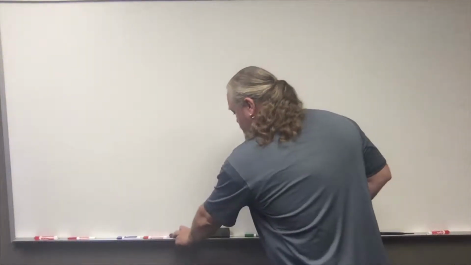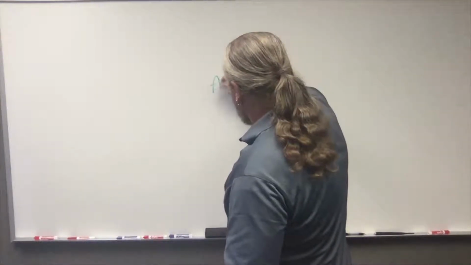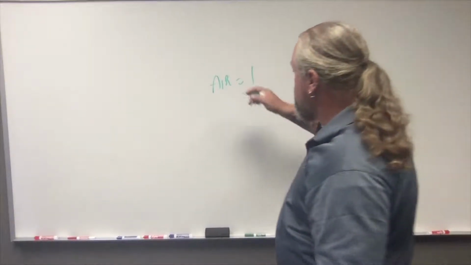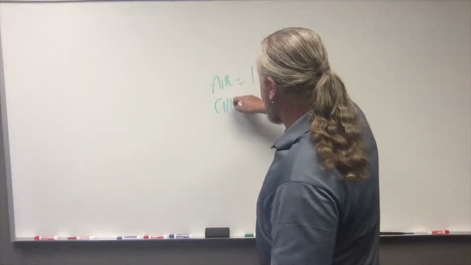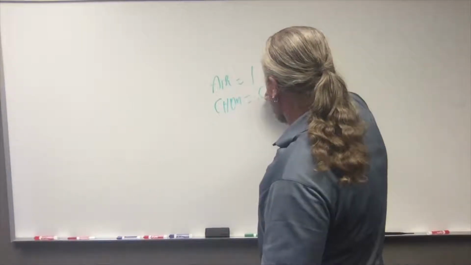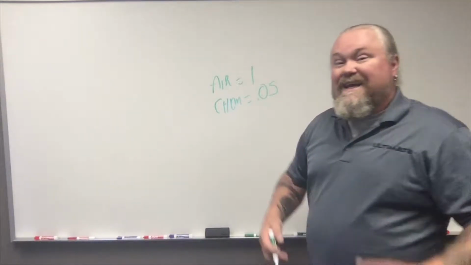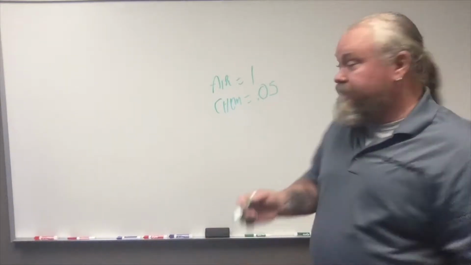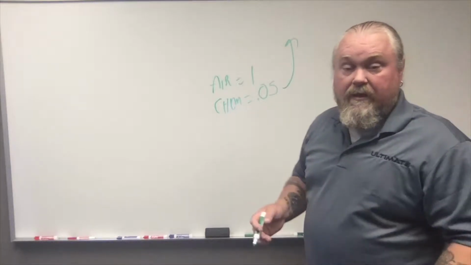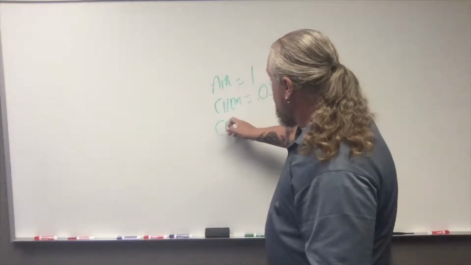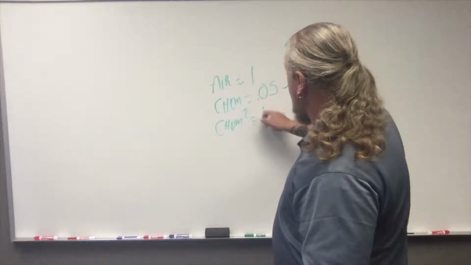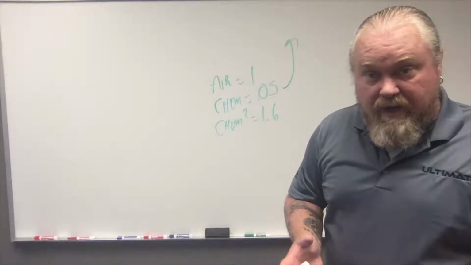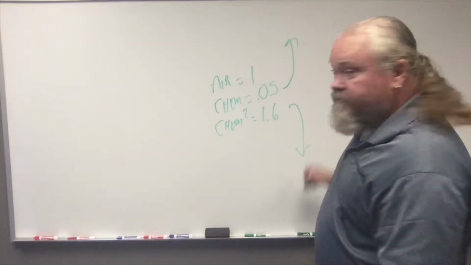If air is equal to 1, and I've got another chemical, which is part CEM, and it's equal to 0.05, it's less than 1 significantly, which means it's lighter. It's going to rise. If I have another chemical and it's at 1.6, that means it's 60% heavier than air, which means it's going to fall.